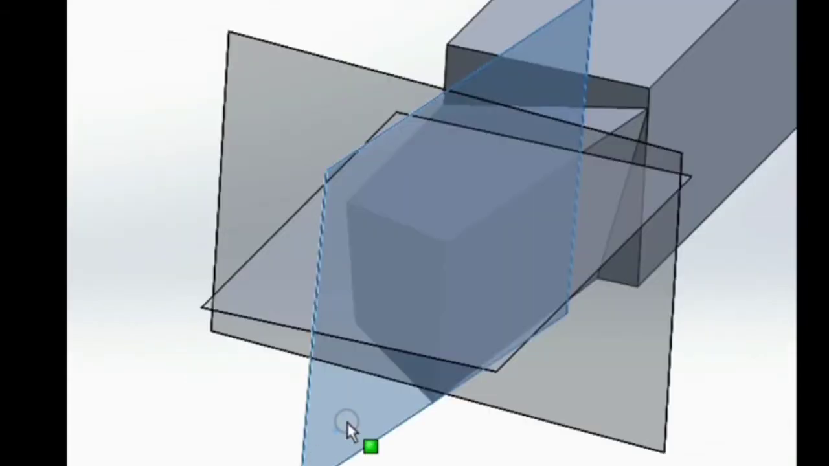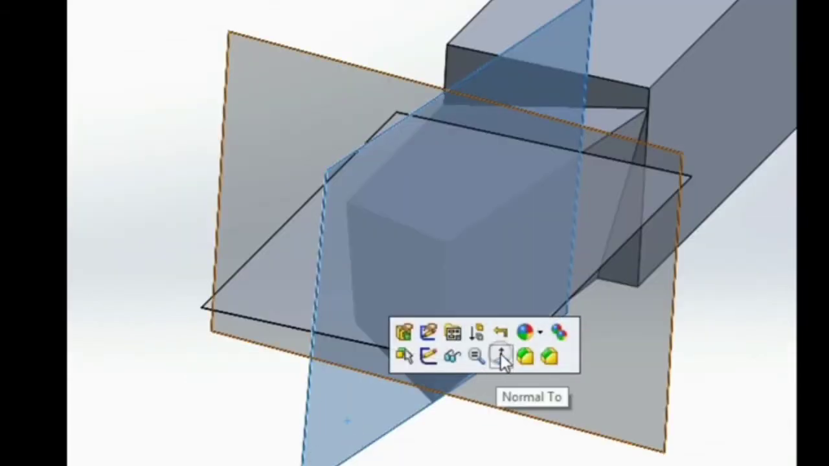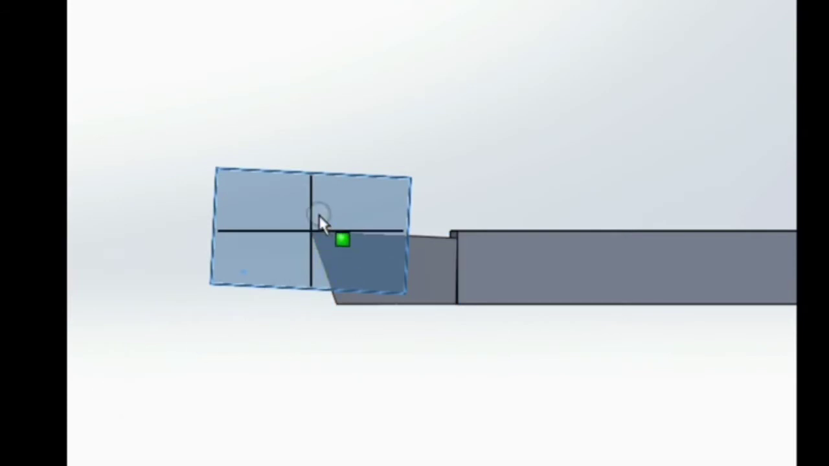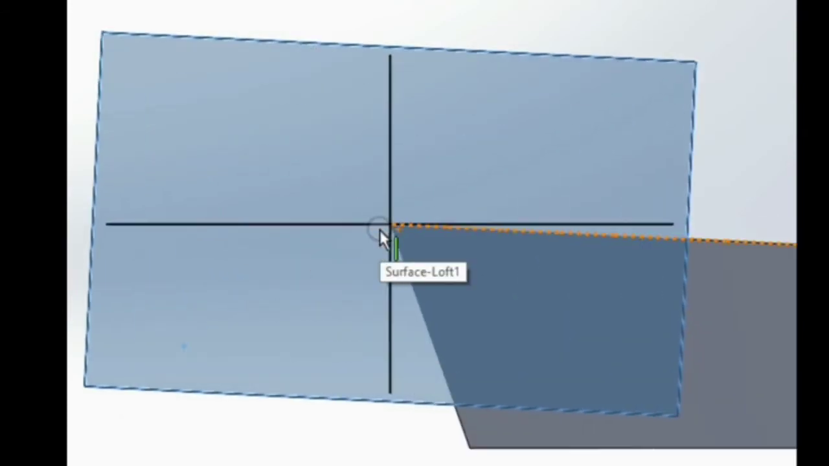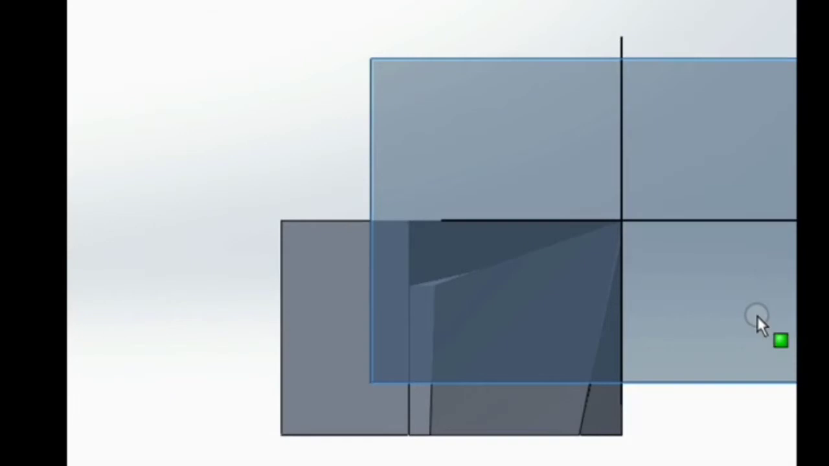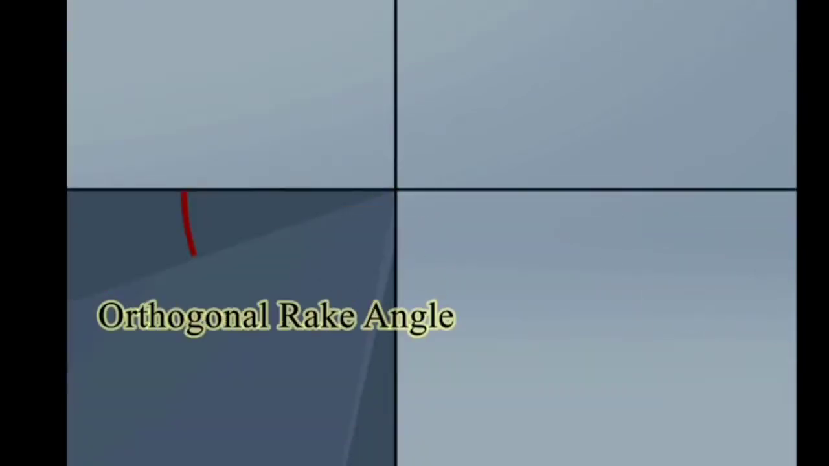Now, if we look normal to the cutting plane, then the planes pi r and pi o form horizontal and vertical lines. This angle is called inclination angle, while this one is called auxiliary clearance angle. Similarly, if we look normal to the orthogonal plane, the planes pi r and pi c become horizontal and vertical. Now this angle is orthogonal rake angle or just rake angle. This is the principal clearance angle.